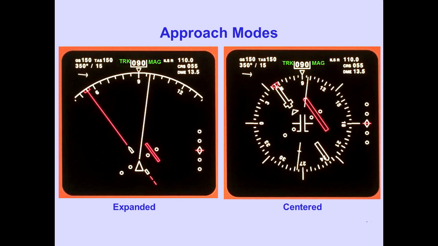Let's review again some typical displays. The approach and approach-centered modes are shown. Across the top of these modes are ground speed, true airspeed, wind, current heading, and heading reference, and ILS information. Localizer and glide slope deviation are also displayed.